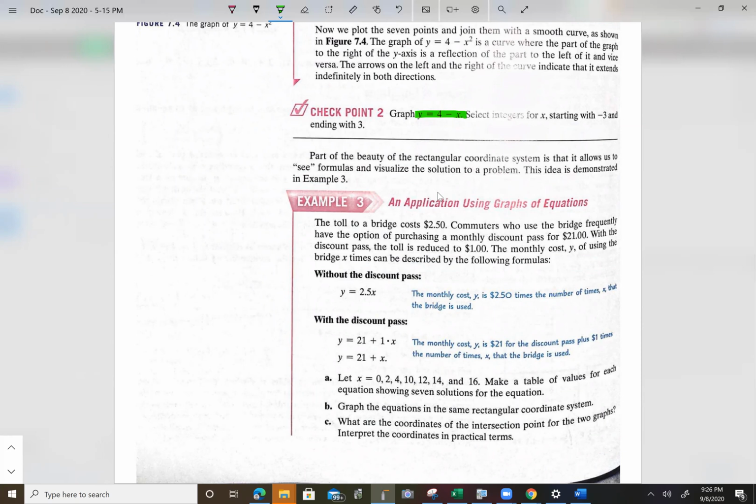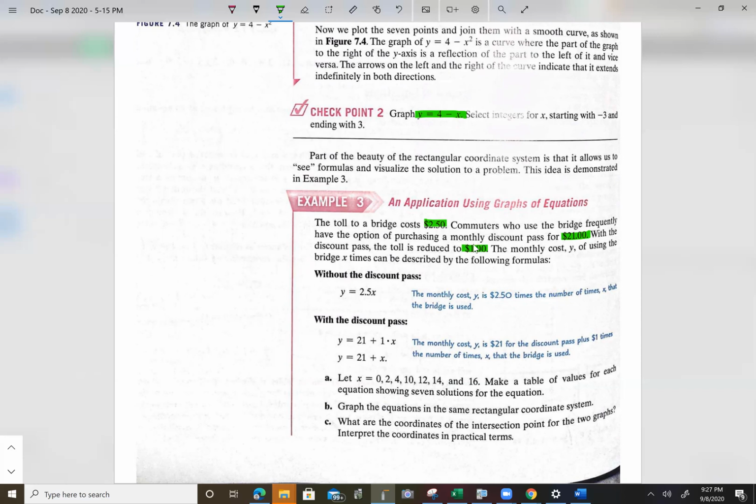All right, applying graphs of equations. So what does this look like in the real world? The toll to a bridge costs $2.50. Commuters, so this sounds similar to something we did last section, 6.3. Commuters who use the bridge frequently have the option of purchasing a monthly discount pass for $21. With the discount pass, the toll is reduced to only $1. The monthly cost y of using the bridge x times can be described by the following formulas.